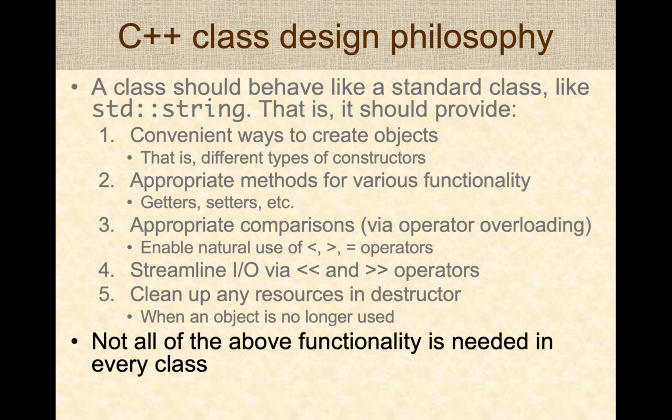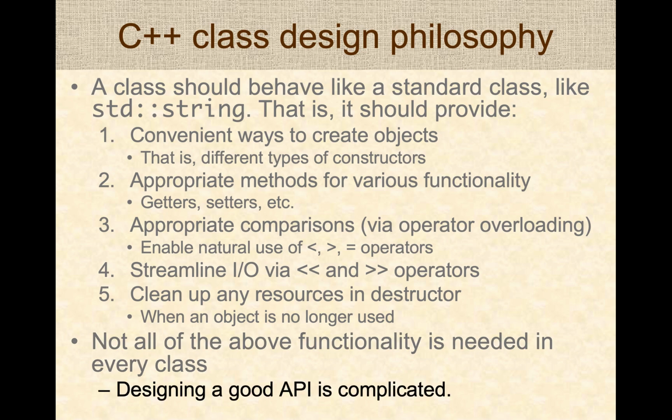Keep in mind, not all of the above functionality is needed in every class, and the compiler often generates some of the default methods for these, so always prefer to use the defaults that the compiler provides. But if you want to have a more comprehensive class, you would have to implement all of these five features. And of course, keep in mind, designing a good API in any of these classes is a complicated topic, and this presentation is not meant to discuss API design and such, but just introduce these concepts from a C++ perspective.